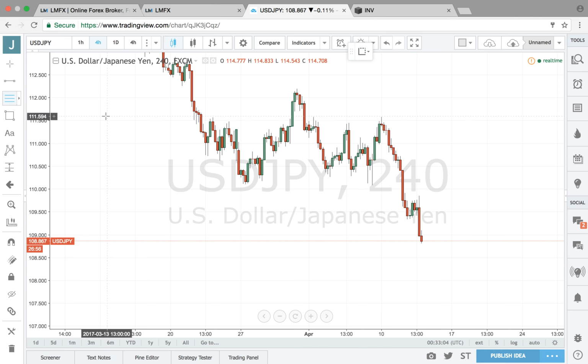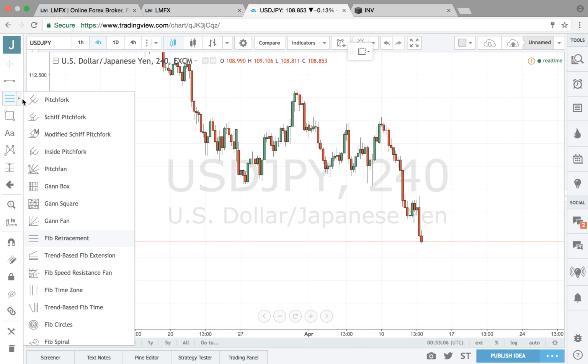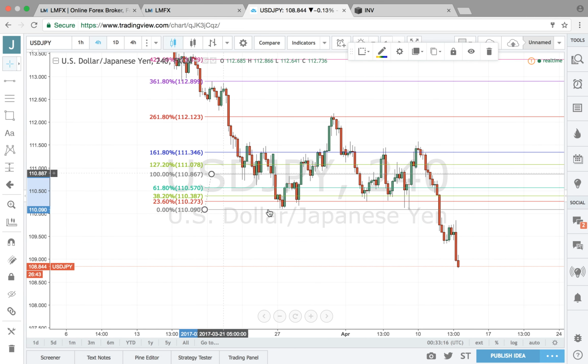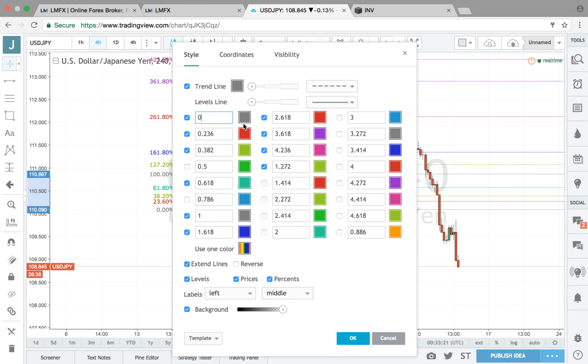So how to actually add the fib levels, the fib retracement, and the extension levels. First you're going to click on this and then go down to fib retracement, then click on it. Okay, and then we're going to go to settings. The only levels that you need to worry about actually are the 38.2, 61.8, the 1.618, the 1.272, and then the 2.618. The other ones like 3.618 and 4.236 are more advanced stuff.